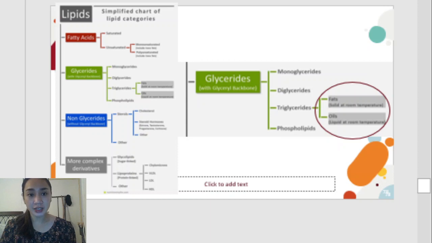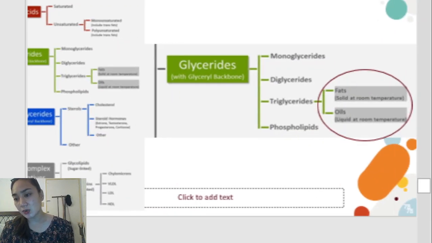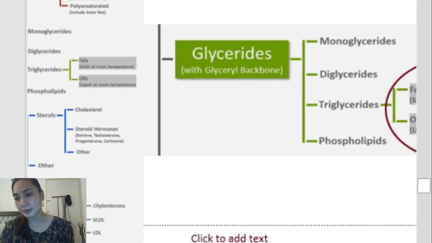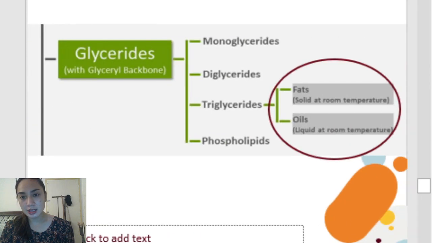So, next we have glycerides. So, dito meron tayong monoglycerides, diglycerides, triglycerides, and phospholipids. So, under triglycerides, meron tayong fats and oils. So, ito na. Malalaman natin anong difference nung dalawa. So, I will just zoom this.